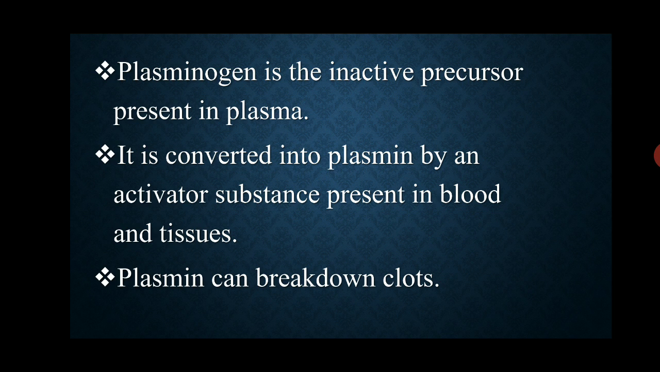Plasminogen is the inactive precursor present in the plasma, and it is converted into plasmin by activator substances present in blood and tissue.